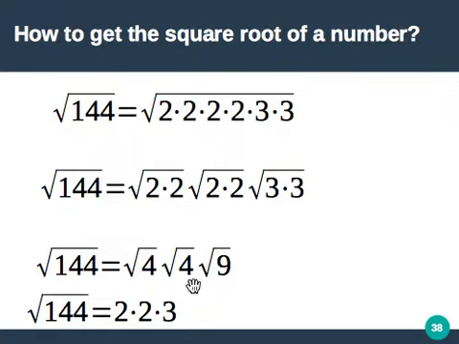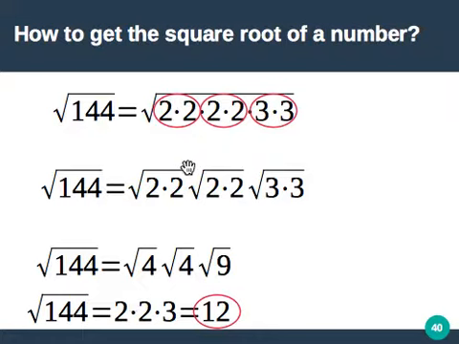So the whole procedure, if you notice here, of course we know the answer. We have to multiply these: 2 times 2 times 3 gives you 12, and that's the square root of 144. The whole procedure is basically just getting the prime factors of the number, then getting them in pairs, and then just selecting one of those numbers.